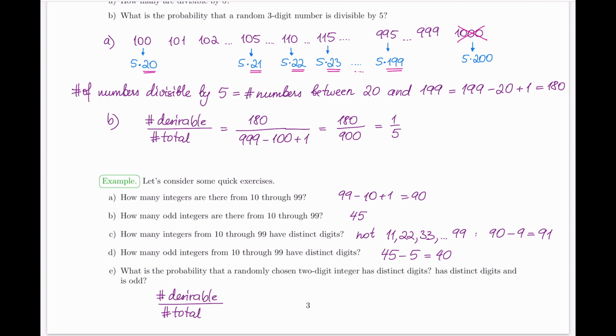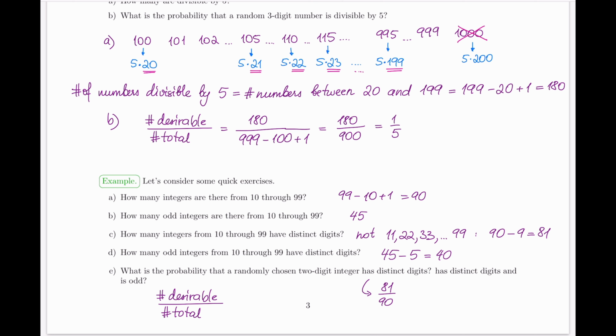What is the probability that a randomly chosen 2-digit integer has distinct digits? So the total number here are all of the 2-digit numbers, which by part A, we know there are 90 of. So my denominator in this case will be 90 for the number of total outcomes. And my desirable outcomes are the distinct digit ones. And I know that the number of distinct ones, the ones with distinct digits, was computed in part C. Now, here I'm going to have 90 minus 9. Notice that I made a typo here, 81. So I'm going to have 81 divided by 90.